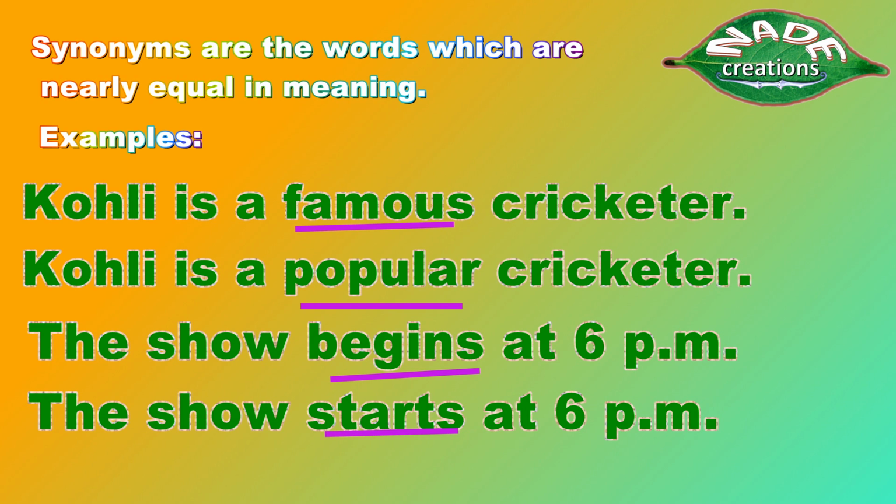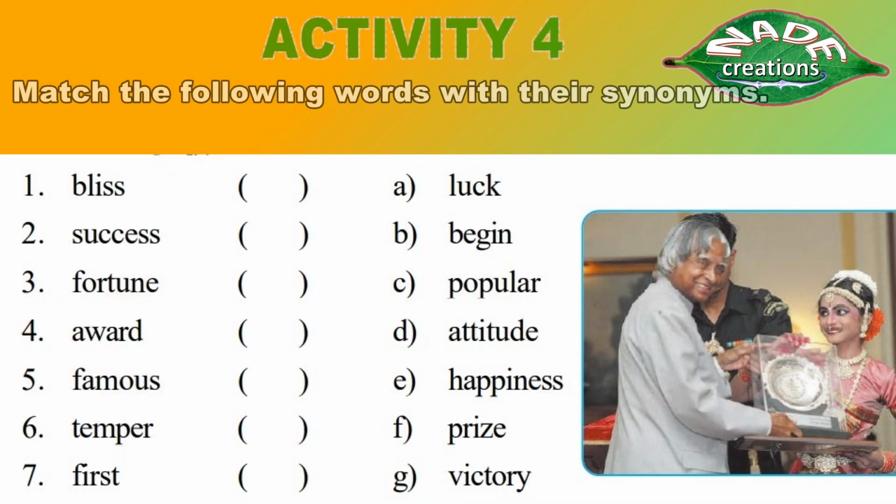Examples: Kohli is a famous cricketer. Kohli is a popular cricketer. The show begins at 6 p.m. The show starts at 6 p.m. Activity 4. Match the following words with their synonyms.